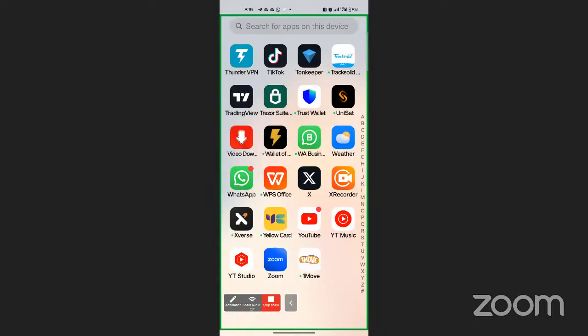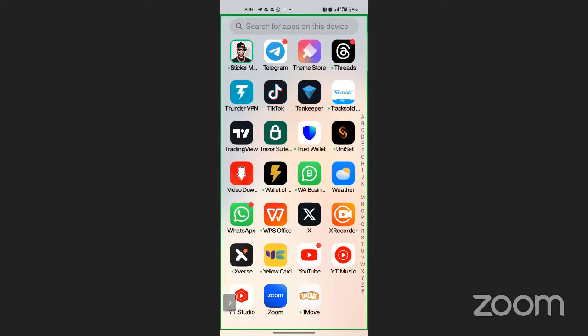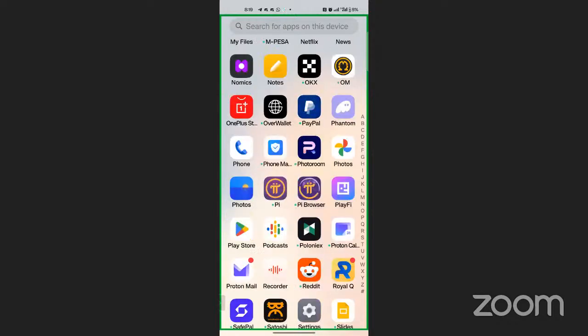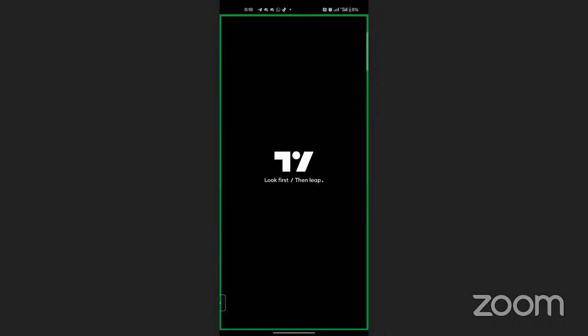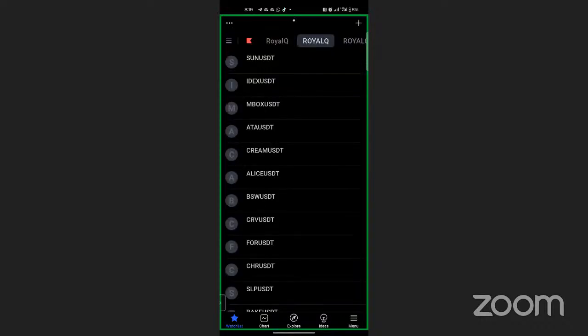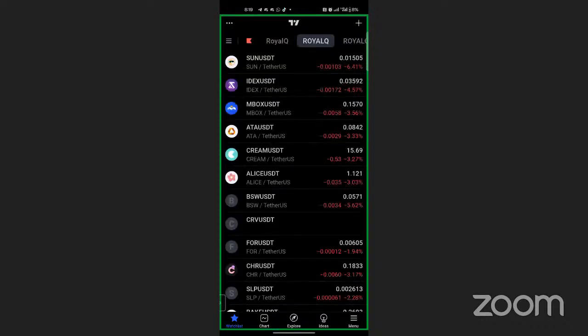This is not Royal Q. This is a skill, the trading skill. This is not Royal Q, this is Trading View. The tool is called Trading View. We are just giving you an extra skill. You don't need it, it's just an extra skill.